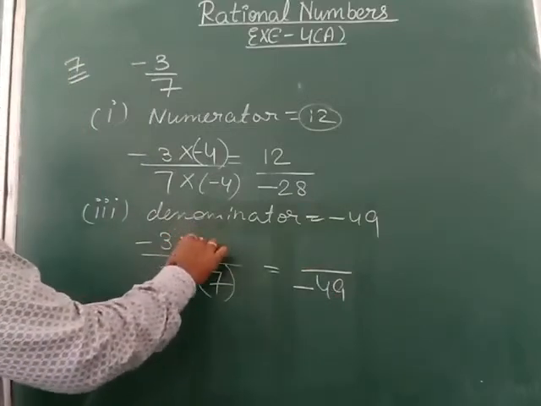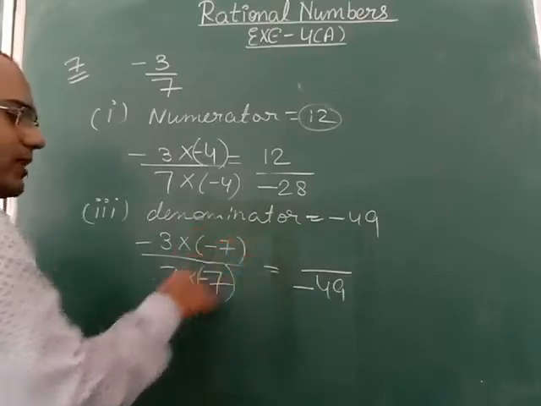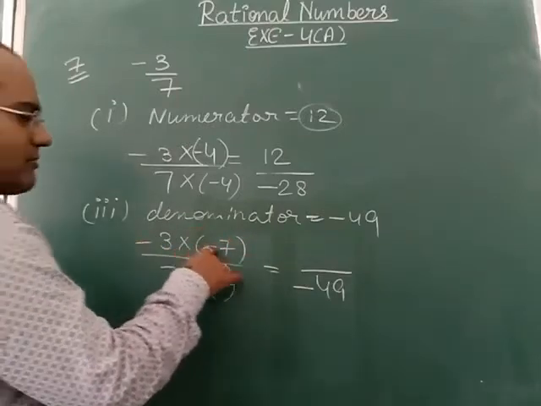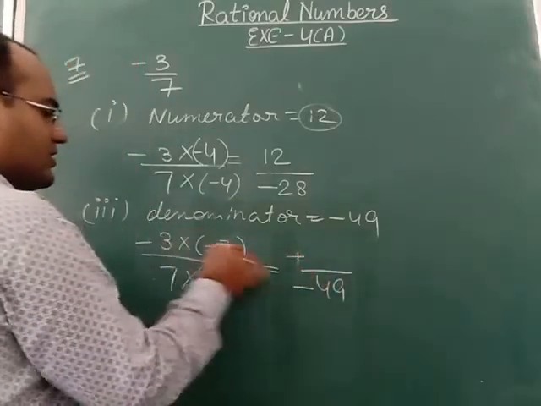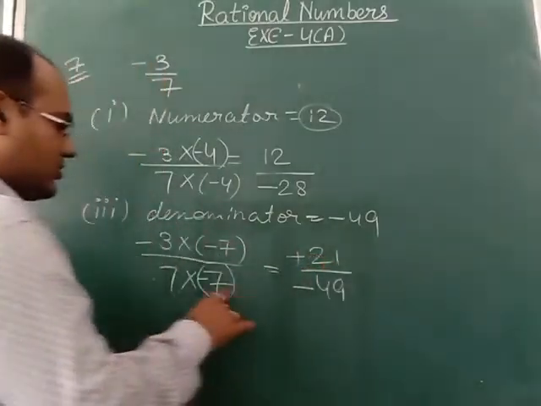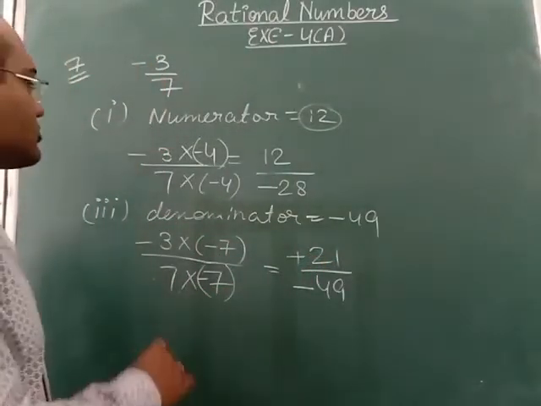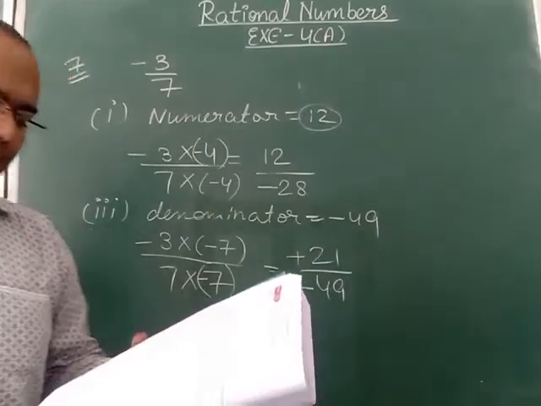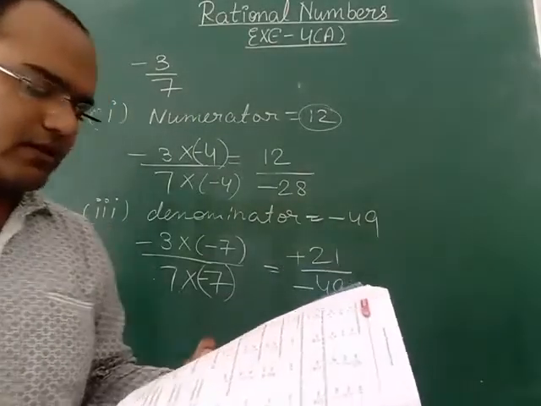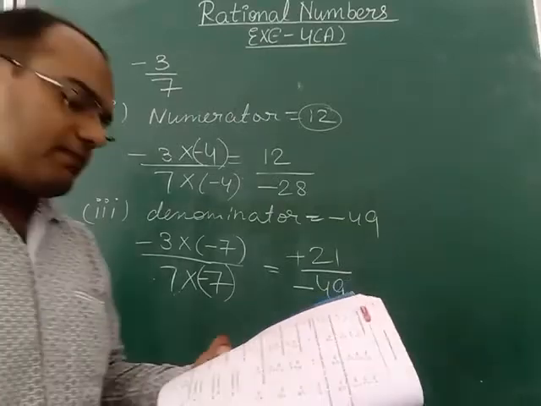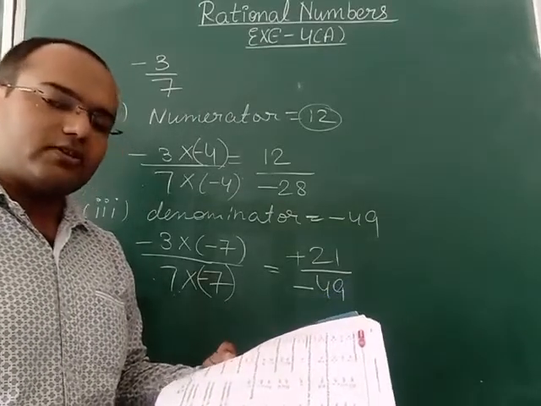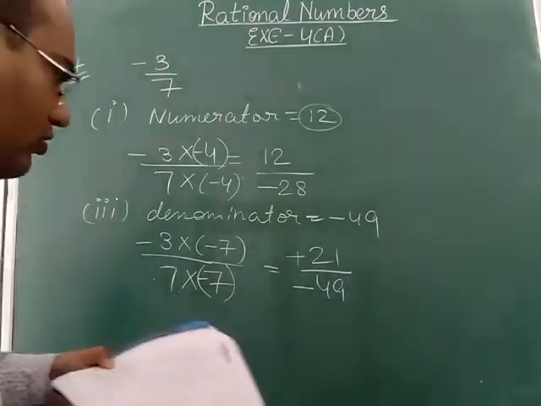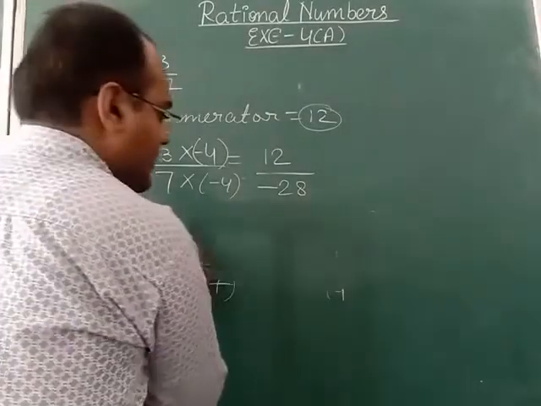So in the numerator also we will multiply with the same number, minus 7. Minus and minus will be plus. 7 into 3 is 21. So this is the final answer of question number 7, third part. Now the next question, question number 9. The 8th question is the same as question number 7. Both are the same. Question number 9, all of you see.